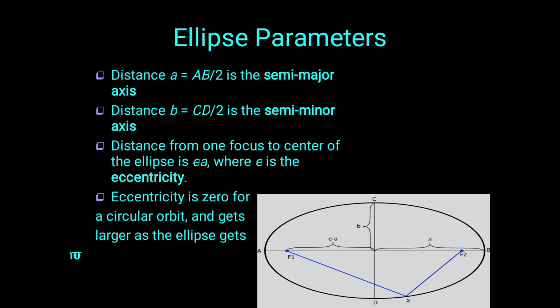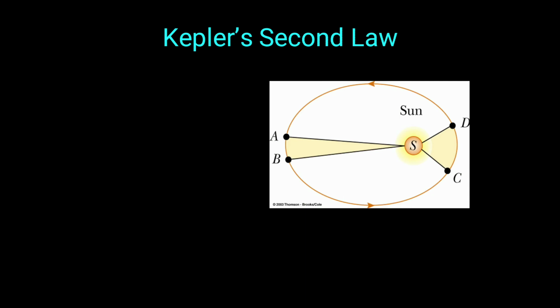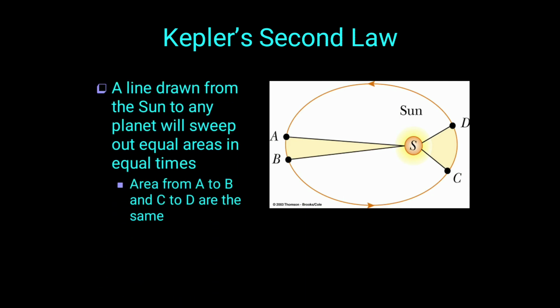Now let us go to Kepler's second law. Kepler's second law gives the information that a line drawn from the sun to any planet sweeps out equal areas in equal time intervals. The areas from A to B and C to D are the same.